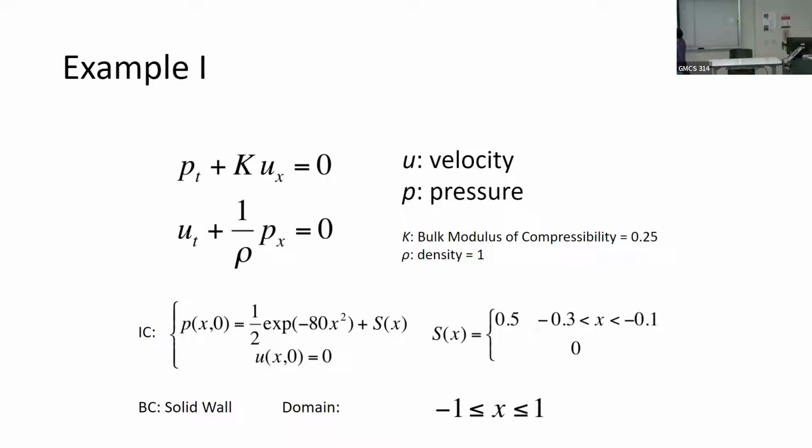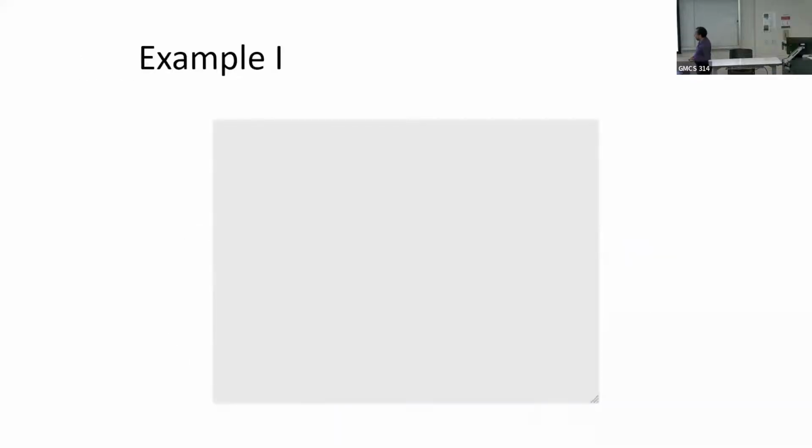So in this case, we have a first order system. We have used the velocity and the pressure. We have the initial condition, and the boundary condition is a solid wall. Then this is -1. Very simple problem. But in this case, we compare this with... I don't see this now. Do you have a figure or a movie? I don't see it here.